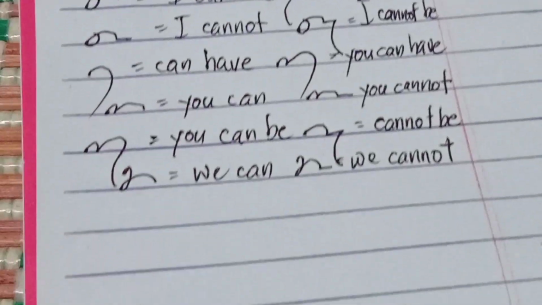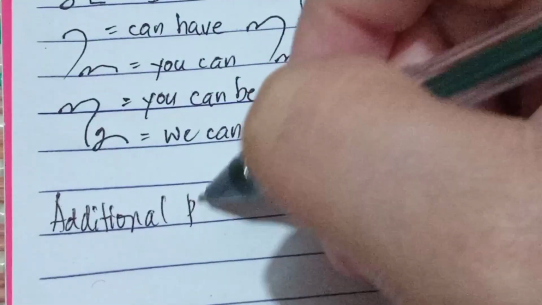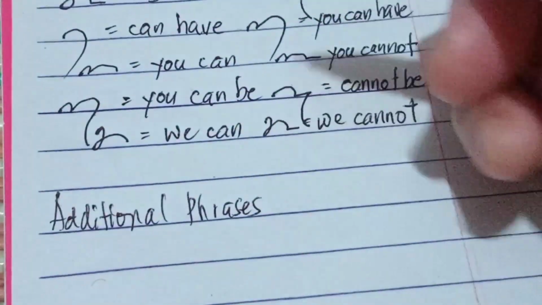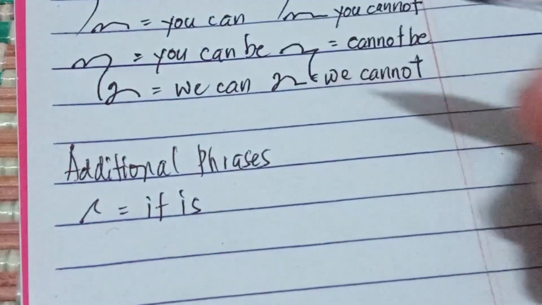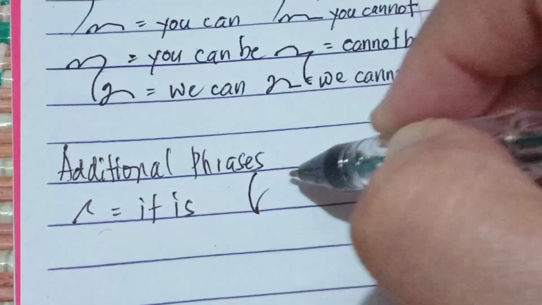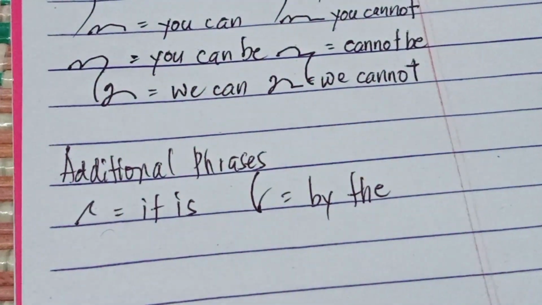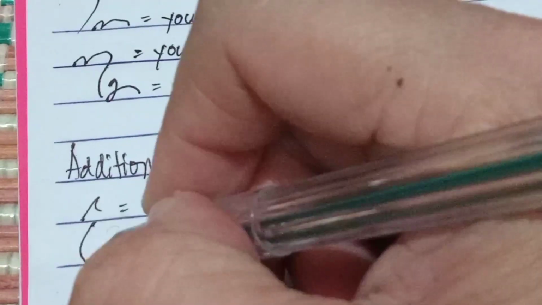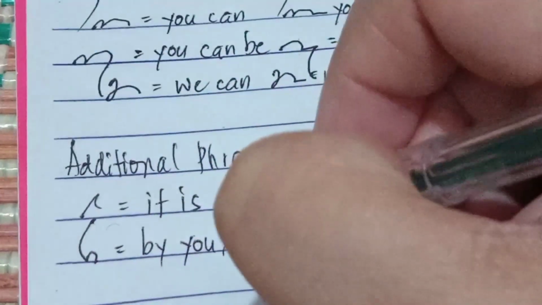Okay, we have additional phrases, no? Meron po tayong mga additional phrases. Dito po sa lesson 8, we have additional phrases. Just like if I write it tsaka is, this is it is. Okay, we have also by and over it. This is by the. Then, if I write by, tsaka you and your, so pwede po siyang by you, by your.